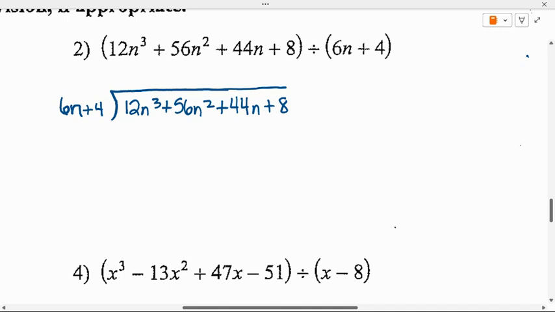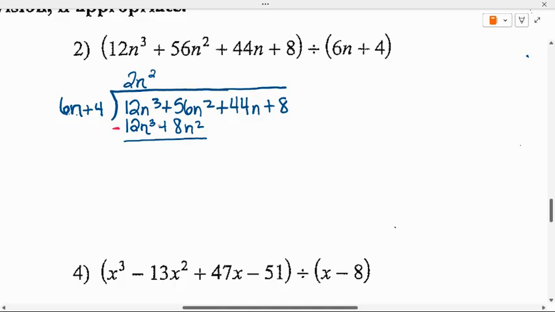And actually, I'm going to do 1 and 2 with you. I'm going to save 4 and 6 for tomorrow. So we'll do number 2 and then we'll slide back to number 1. Okay, so Kylie, what do I multiply 6n by so that I get 12n cubed? 2n squared. Perfect. 2n squared. Okay. So 6n times 2n squared is 12n cubed. And 4 times 2n squared is a positive 8n squared. But I'm subtracting, so I have to change the signs.